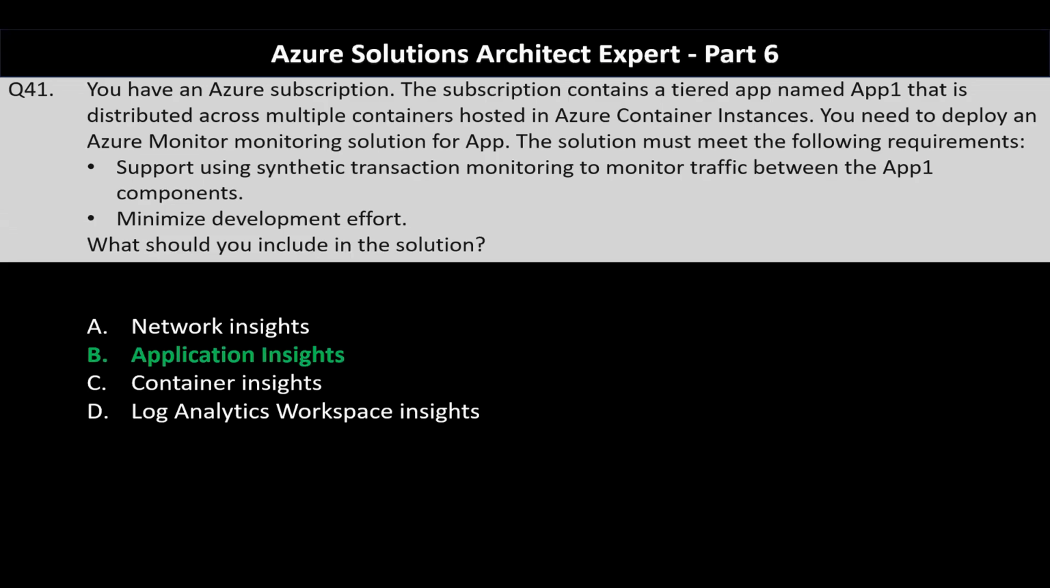Now, folks, let's understand why other options are incorrect. Network Insights is primarily used for monitoring network health, performance, and traffic flows. Container Insights is used for monitoring the health and performance of containerized workloads, which is CPU and memory. Log Analytics Workspace Insights allows you to centralize logs and analyze them across resources. So folks, I hope you now understand why Application Insights, which is option B, has been chosen as the correct answer in this case.